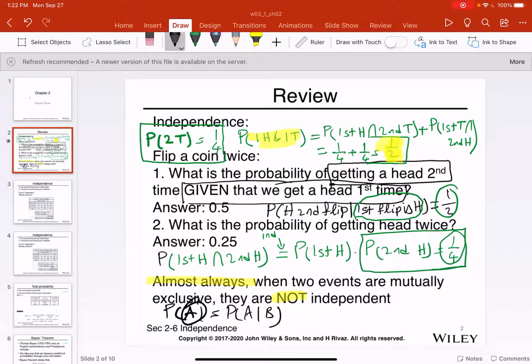Can anybody say why I say almost always? I don't say always. Is there a case that 2 events are mutually exclusive and independent? There is a case, actually. That's why I say almost. But it's sort of like a weird case. So there are 2 events that are mutually exclusive and independent from each other. There's one case that this can happen.